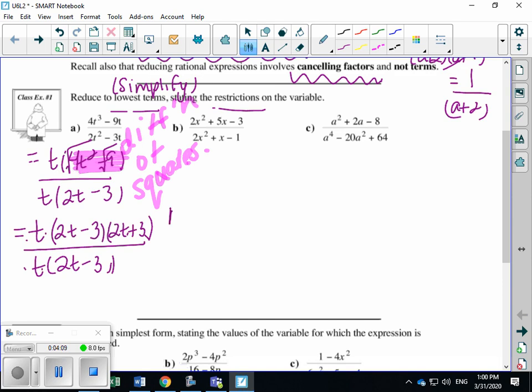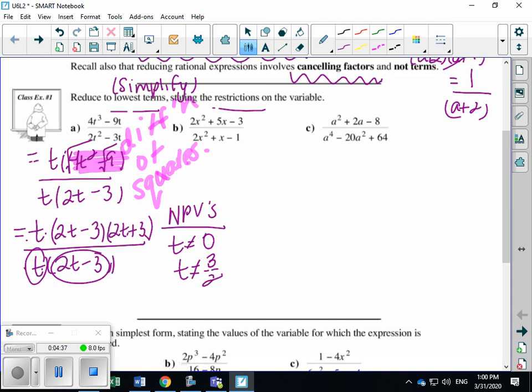My NPVs come from the bottom. My first one comes from the t. What can t simply not be equal to? This is just 0, because it's on its own. And then if I look at 2t minus 3, what would you say t cannot be equal to? If you set this equal to 0 and isolate for t, this would simply be 3 over 2. Now I've stated the non-permissible values.